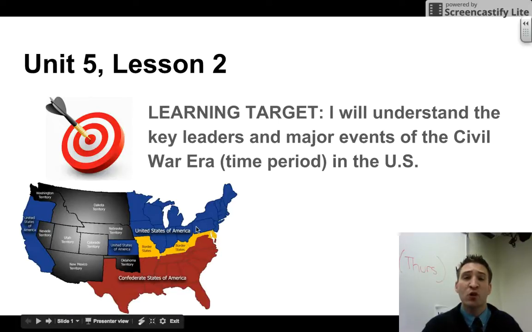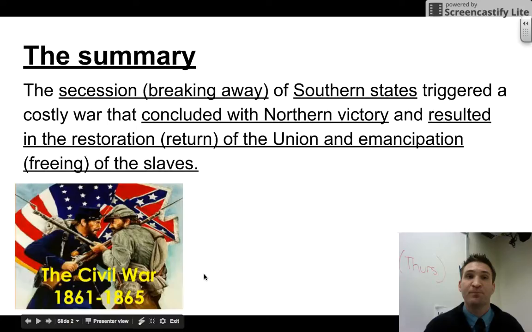Here it is, in blue, the United States of America in the 1860s. In red, the Confederate States of America. They want to create a separate country based on slavery. What will happen? Let's see.